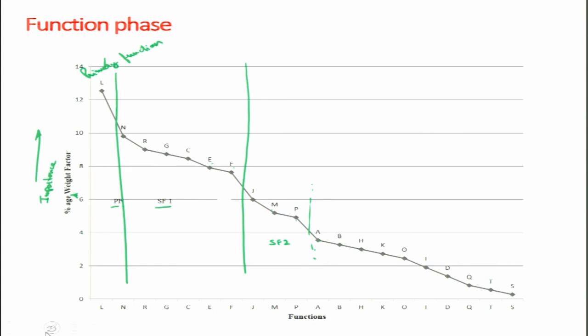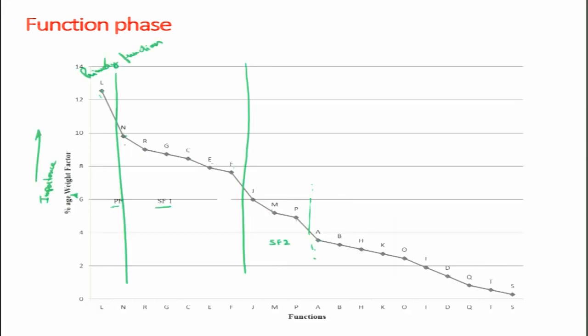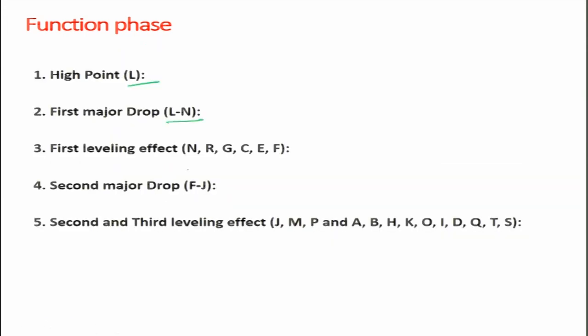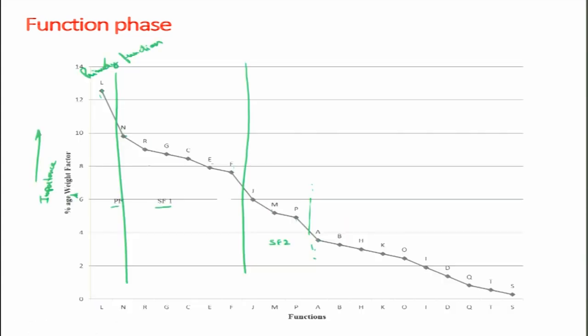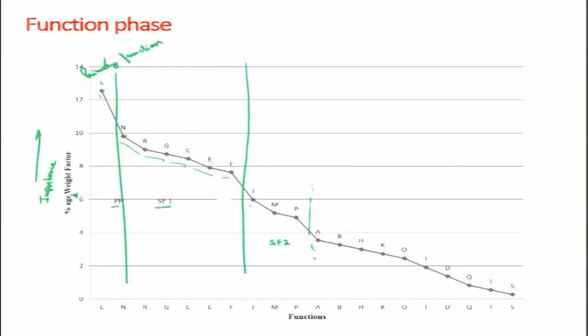Percentage importance weight factor. We can see here the high point is L, major first drop is from L to N, this L to N is major drop, second drop is from F to J. After leveling effect, first leveling effect is this actually, first leveling effect is N, R, G, C, E, F. The second major drop is F to J. The second and third leveling effect can be this J, M, P and after from A. JMP is second leveling effect, after this is third leveling effect. Okay, this is known as scree plot.